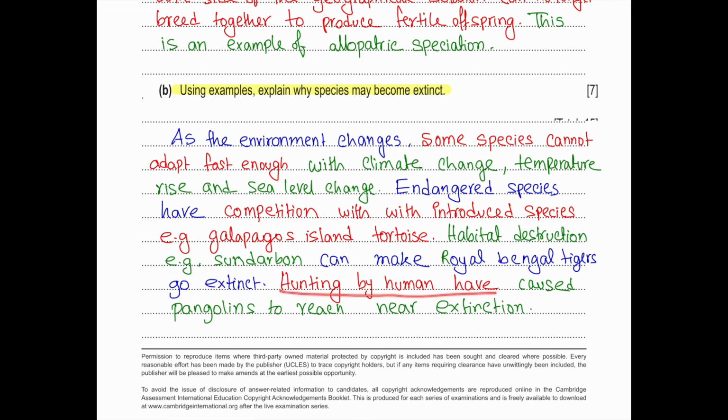Hunting by humans has caused pangolins to reach near extinction. So this is how a species can become extinct.